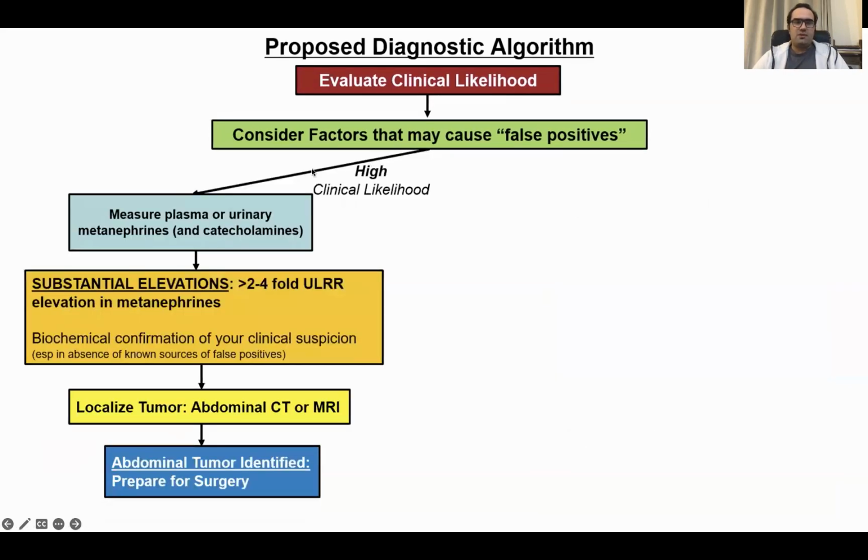Now let's talk about this. When the patient has a high clinical likelihood and we measured it and there was substantial, fourfold elevation, in that case, the biochemical confirmation of your clinical suspicion is done. After biochemical, we always go to the radiological. That is, we have to localize the tumor with abdominal CAT scan or MRI. If an abdominal tumor is identified, you don't need to do anything else and just directly go and prepare the patient for surgery.